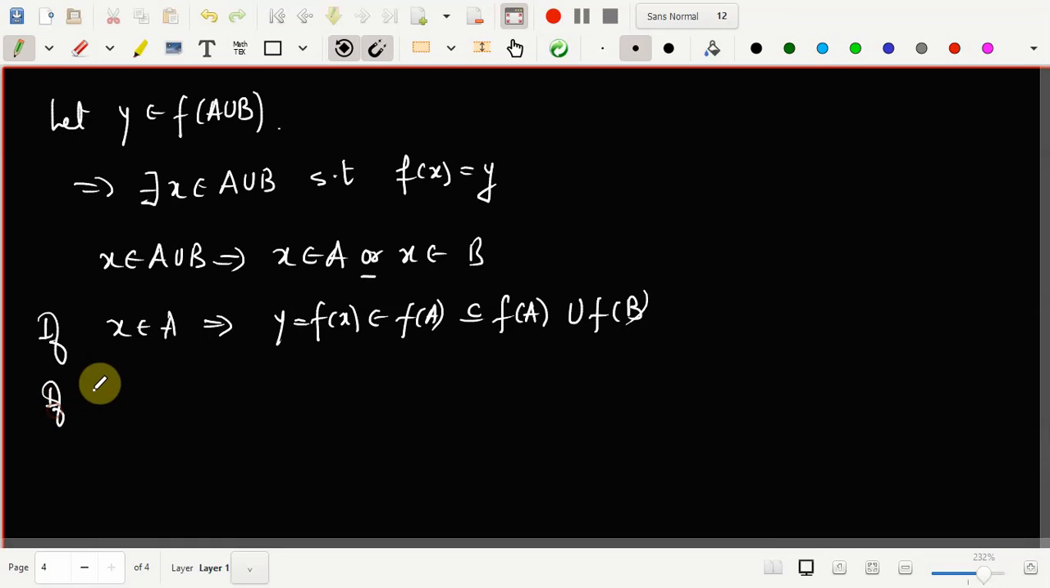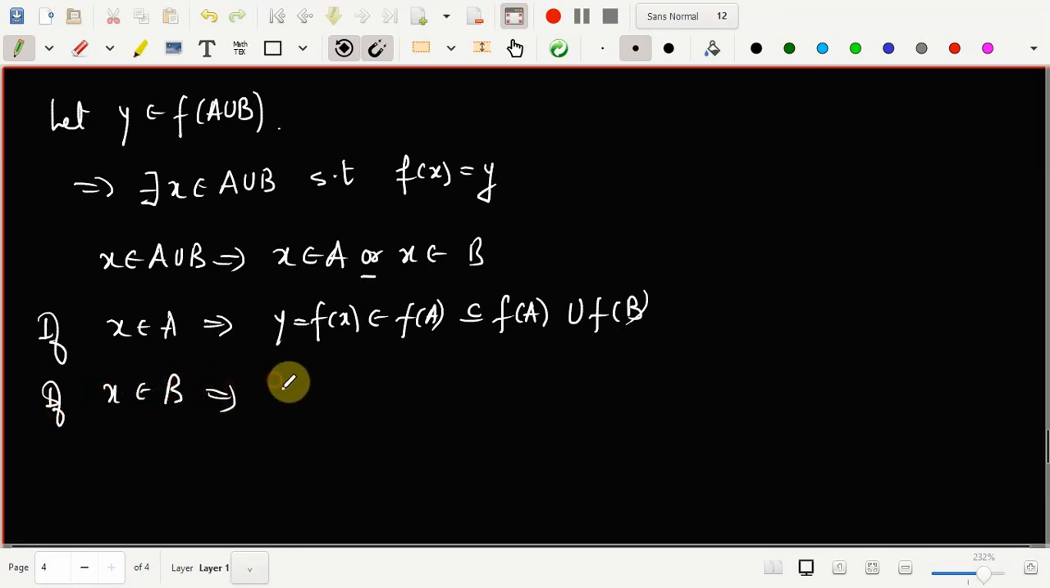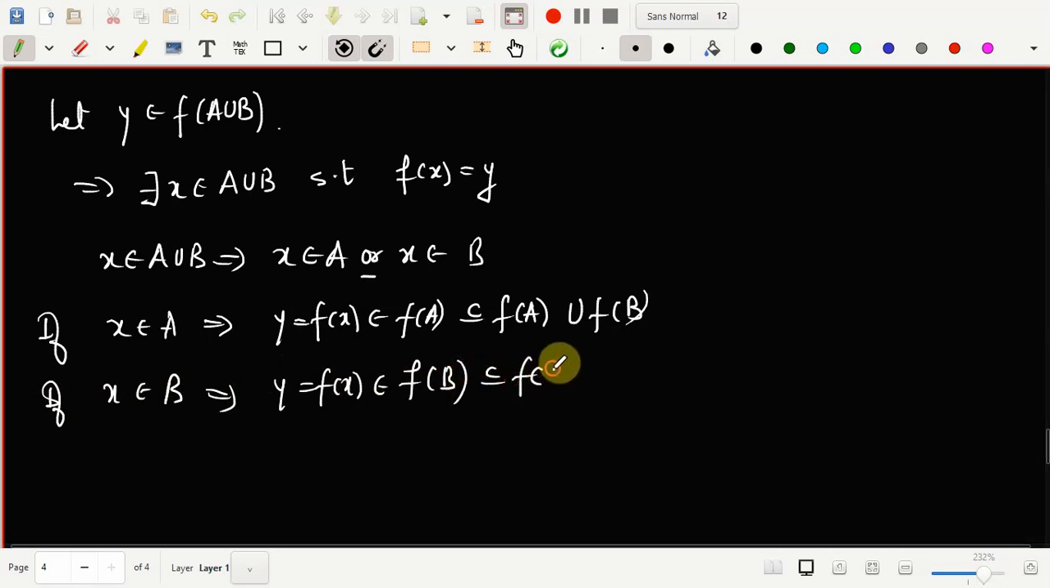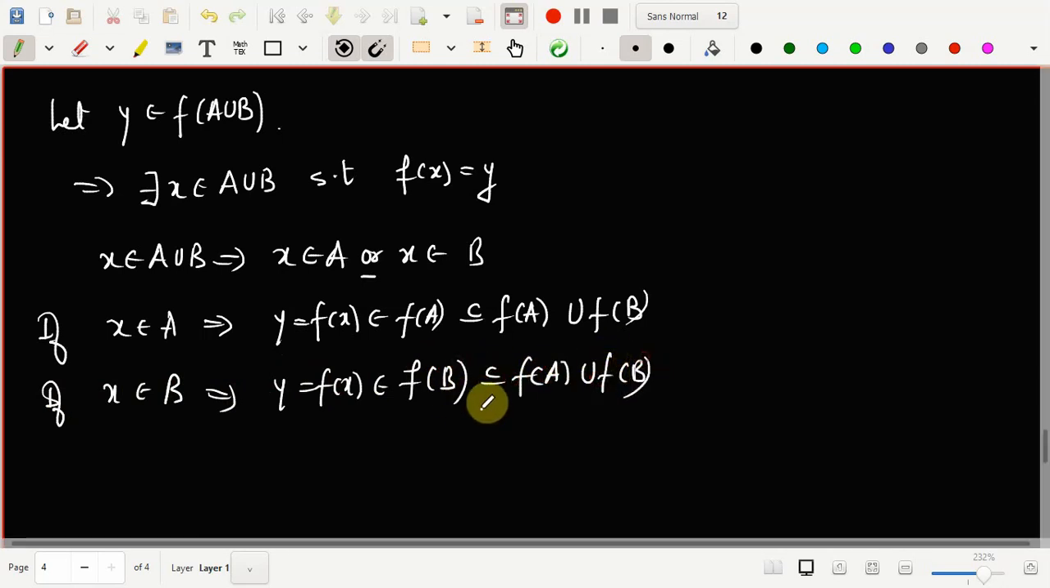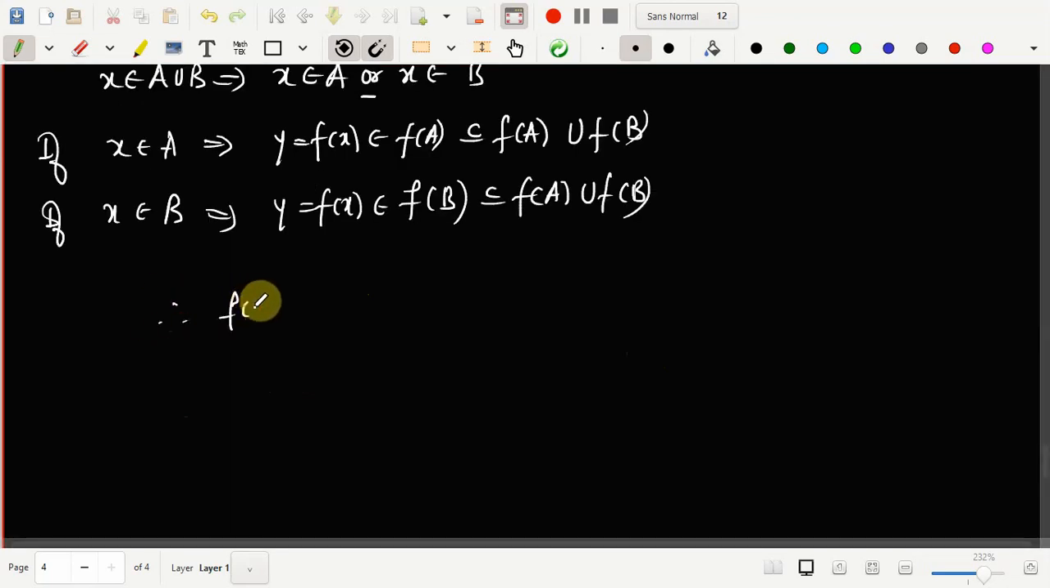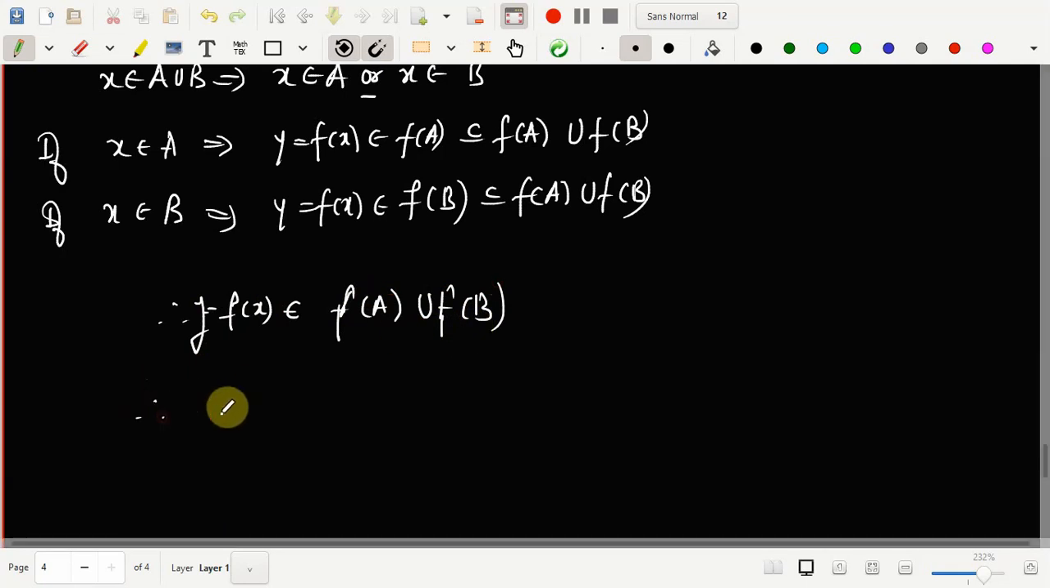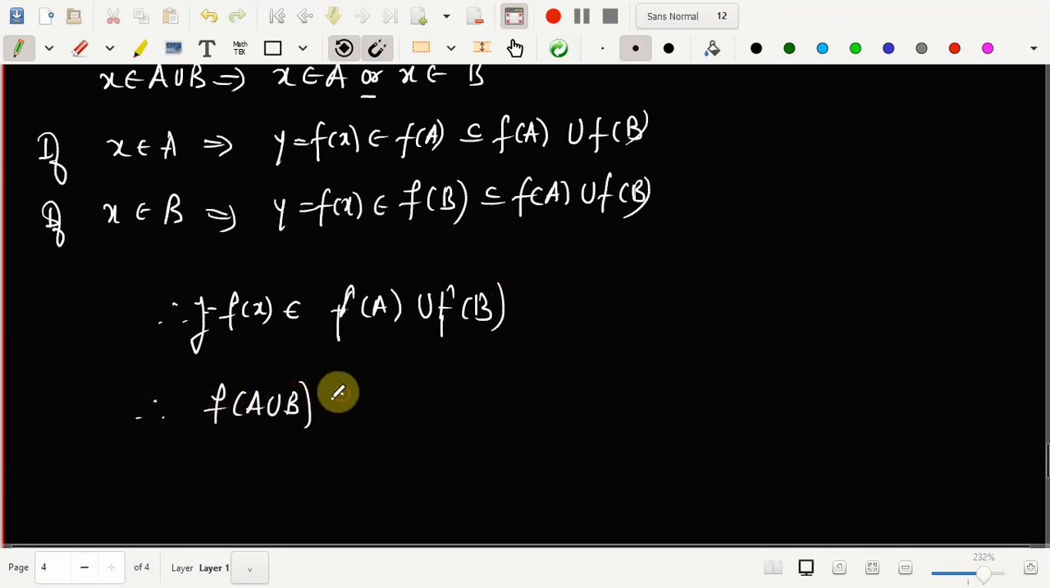Similarly, if x belongs to B, you can see that y, that is f of x, will be in f of B, which is again contained in f of A union f of B. Wherever x may be lying, either in A or in B, f of x will always lie in f of A union f of B, and therefore I can conclude that f of x, that is y, belongs to f of A union f of B, which shows that f of A union B is contained in f of A union f of B.